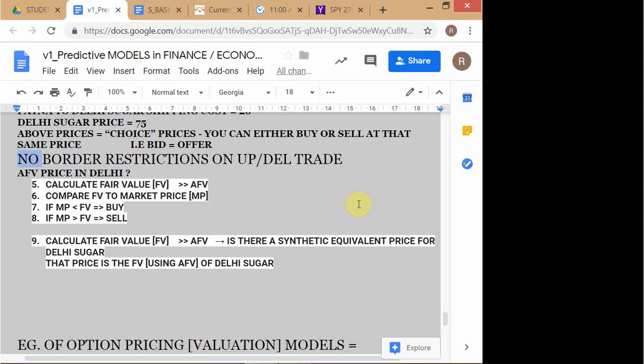Now, okay guys, is this clear? Now understand this last point and I'll let you go. If I set up border restrictions, if I don't allow you to ship, then it is no longer a synthetic equivalent. It's not an equivalent. You can't arbitrage the price because you can't buy sugar from Patna and ship it to Delhi if I put up restrictions. So we'll discuss this in the next class.